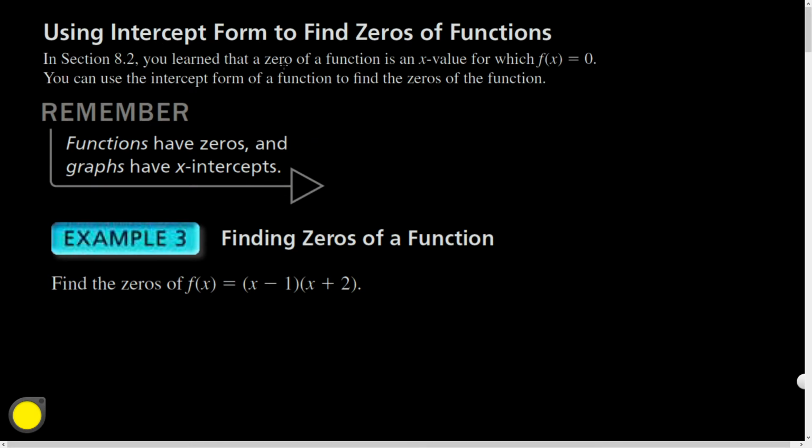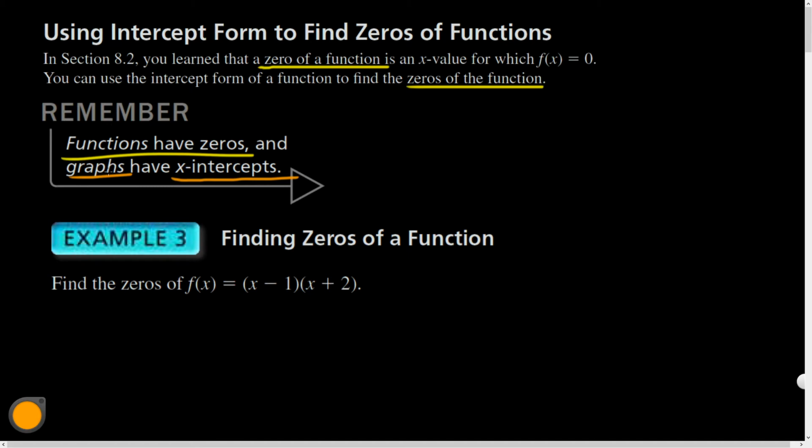We've learned that a zero of a function is an x value for which y equals 0, when the function equals 0. You can use the intercept form of a function to find the zeros of a function. Functions have zeros. For instance, a function may output 0 when it has a given input. Those are synonymous in many ways with the x-intercepts that a graph has.